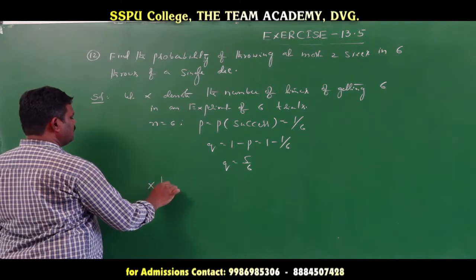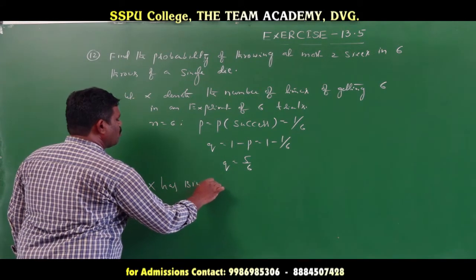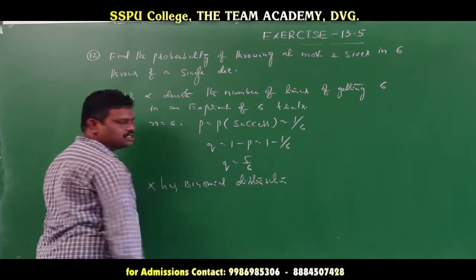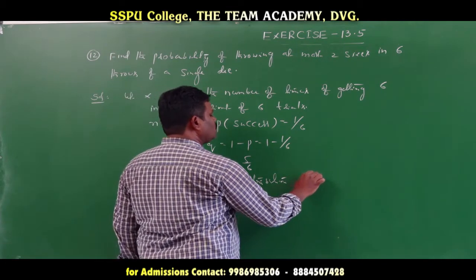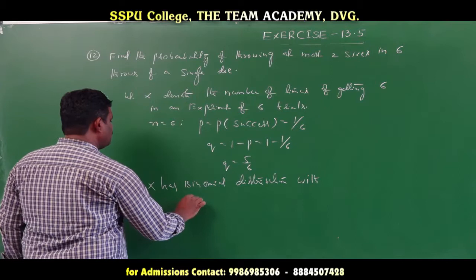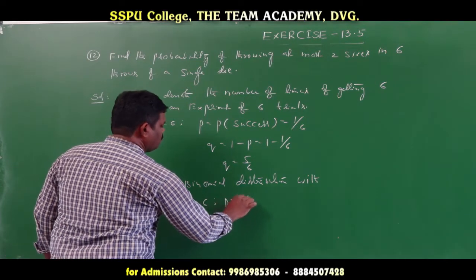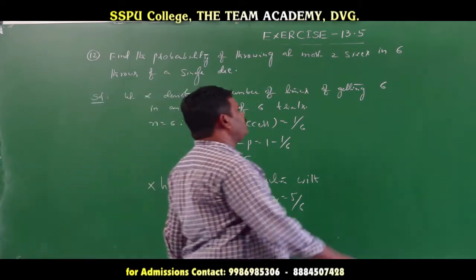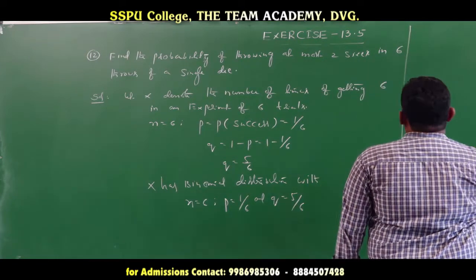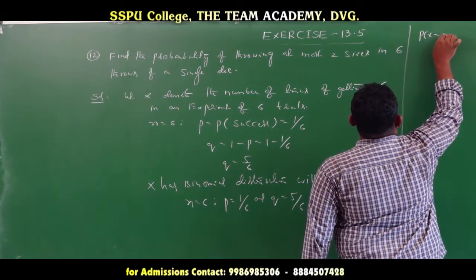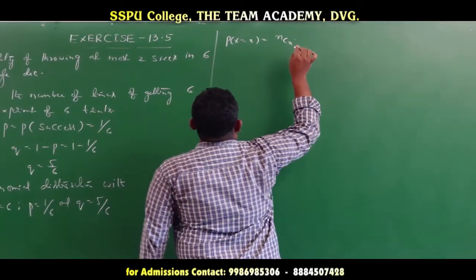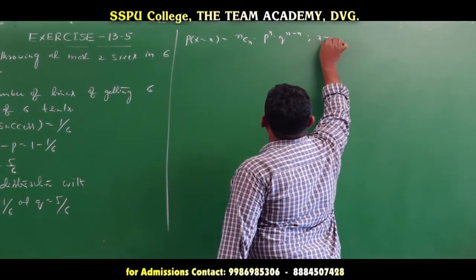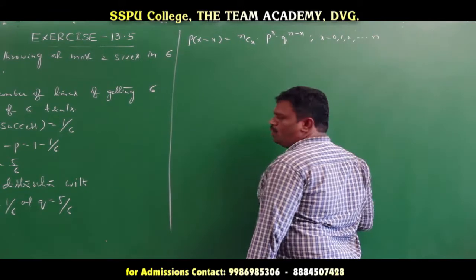Now, X has a binomial distribution with parameters n is equal to 6, P is equal to 1/6 and Q is equal to 5/6. Next, the binomial distribution formula: probability of X is equal to x, nCx into P power x into Q power n minus x, where x is equal to 0, 1, 2 and so on up to n.